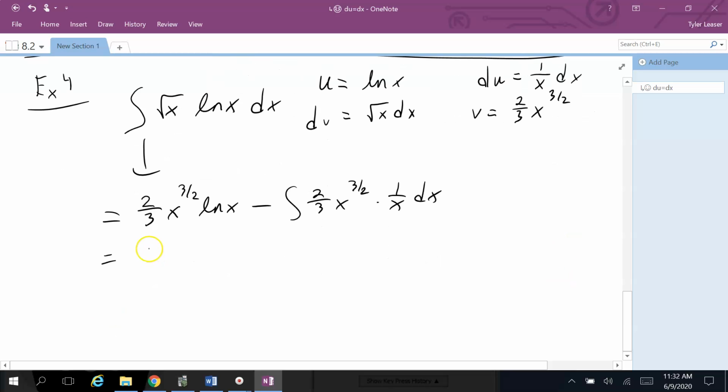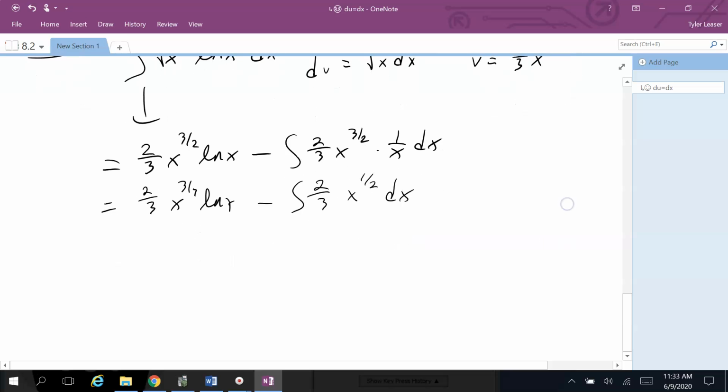Simplifying that down and doing the antiderivative. Copying down this first term. We can multiply these x's together, so we still have that 2/3. X to the 3/2 divided by x to the 1 is going to simplify that down to be x to the 1/2. It's just a quotient rule thing for exponents. Okay? And then finally, we're just going to do the antiderivative there inside that integral.